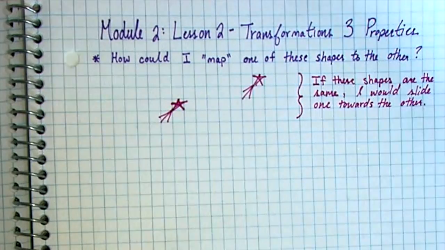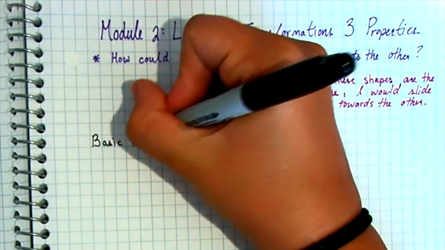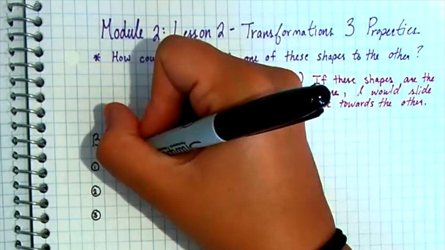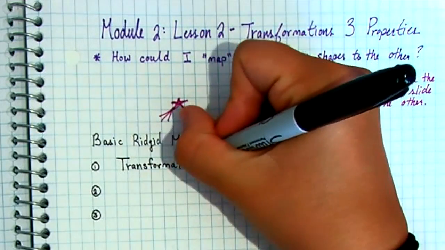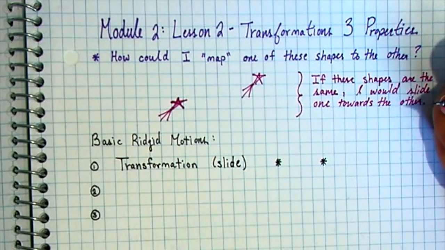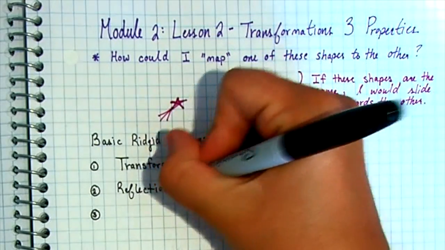So if the shapes are the same, I would slide one towards the other, and I would do that using a vector. And that is called a basic rigid motion. Basic rigid motions are transformations like a slide. So I just go from one point to another.